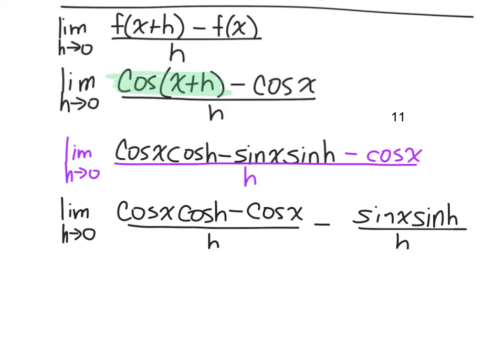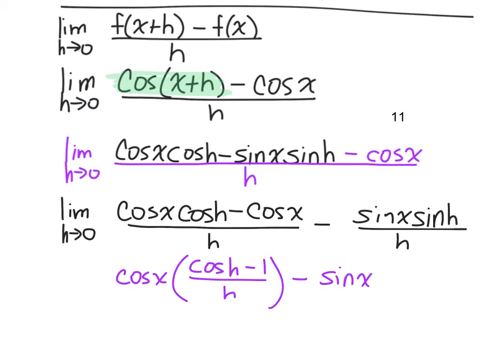When you get to this step, this is where things start to clean up. All right, so it got pretty nasty, but now it's going to start getting a lot nicer. Because in that first fraction, I have a GCF of cosine x. So I'm going to rewrite it: I'll put the cosine x in front of the entire fraction, just to make it obvious what's left over, cosine h minus 1 over h. And I'm going to rewrite the second one with the sine of x in front of sine h over h.